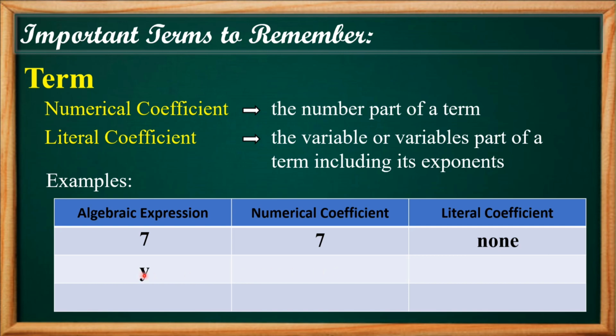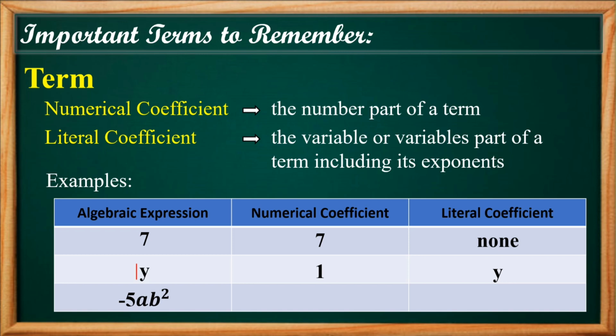Now, remember, in every variable, kapag wala tayong nakikitang number dito na katabi niya, okay, automatic, meron siyang number na katabi which is 1. Okay, always may 1 dyan. Therefore, the numerical coefficient for the variable y is 1 and the literal coefficient is y. Okay, ganun siya. Always ha, tandaan, always may 1 katabi ang isang variable kung nag-iisa lang si variable or the literal coefficient.